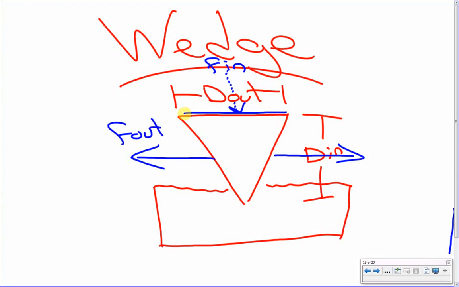Let's talk Fin. AMA, Fout over Fin. The Fin, the force in. What force am I going to drive down this hatchet? And then force out, how much force is going to be pushing out on either side.